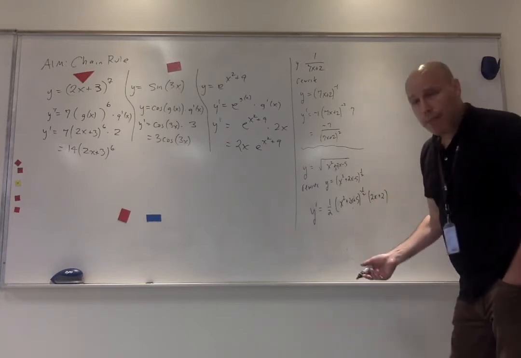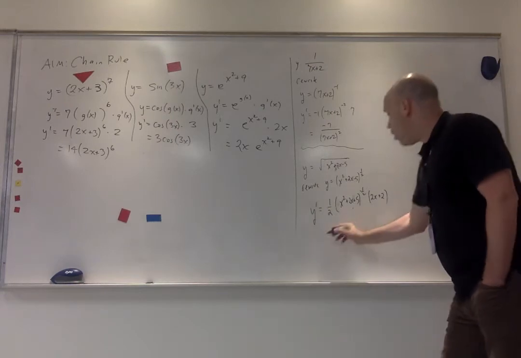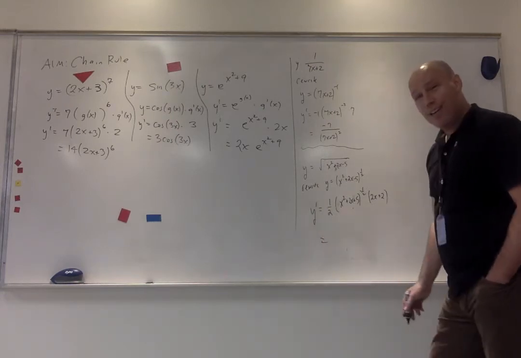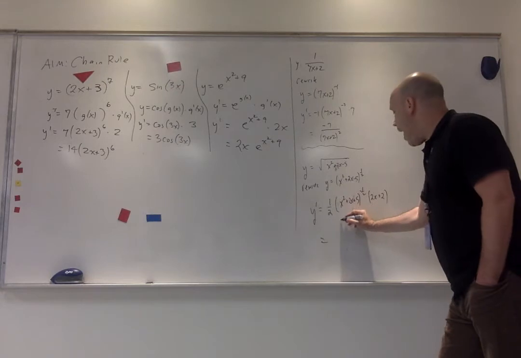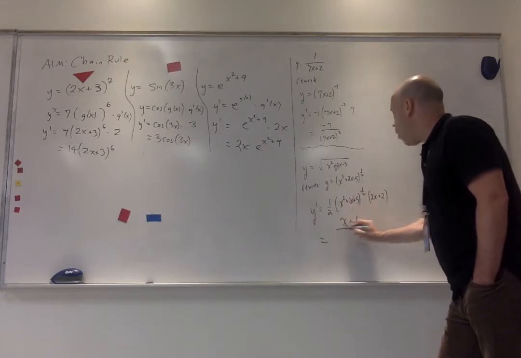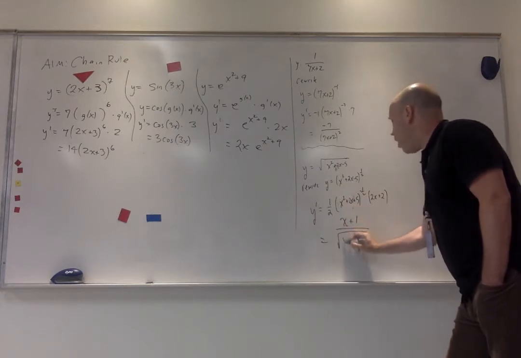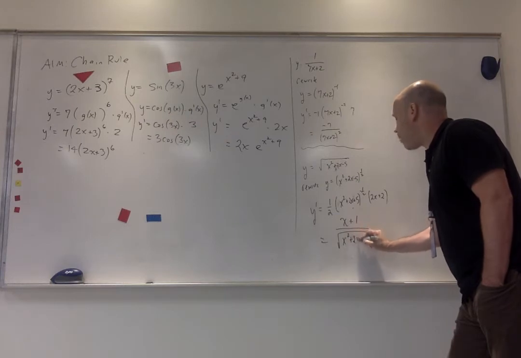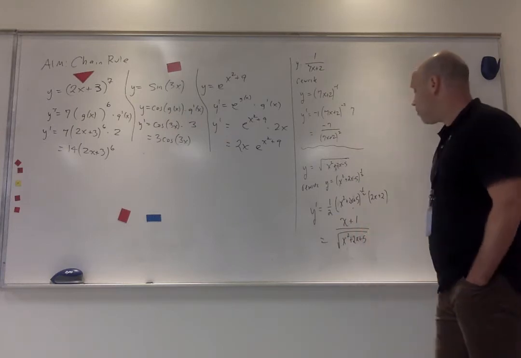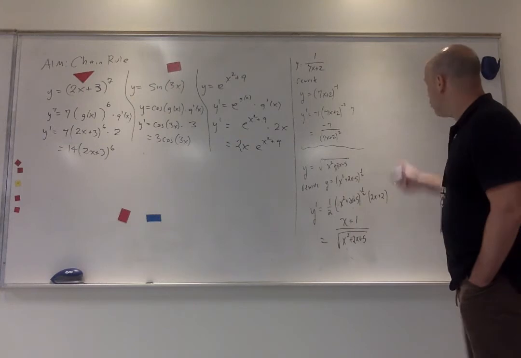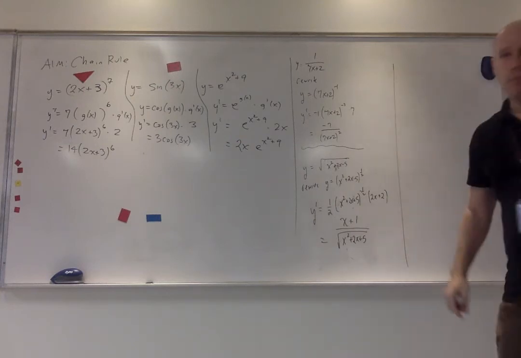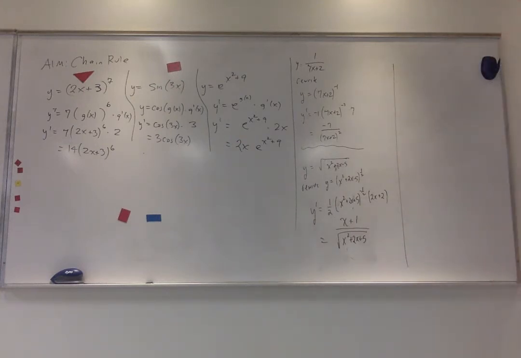Let's clean it up. What do we have here? We actually have, are you ready? Are you ready for the magic? x plus 1 over the square root of x squared plus 2x minus 5. I want you to think about that. How are we doing for space? Excellent. Shall we move on?